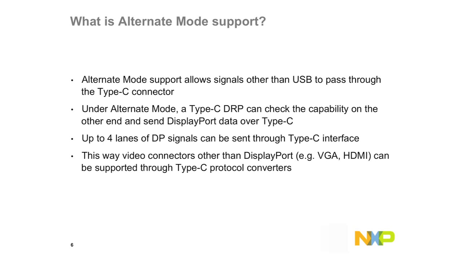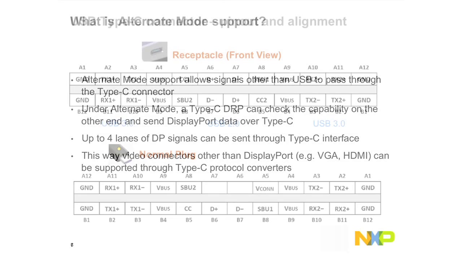Again, alternate mode. So alternate mode is needed because there is always a need to send video data through that one connector. And if you just send DisplayPort data through that, then you can enable sinks like HDMI, VGA through using some sort of dongle applications as well. So just supporting alternate mode truly makes it an all-in-one connector.